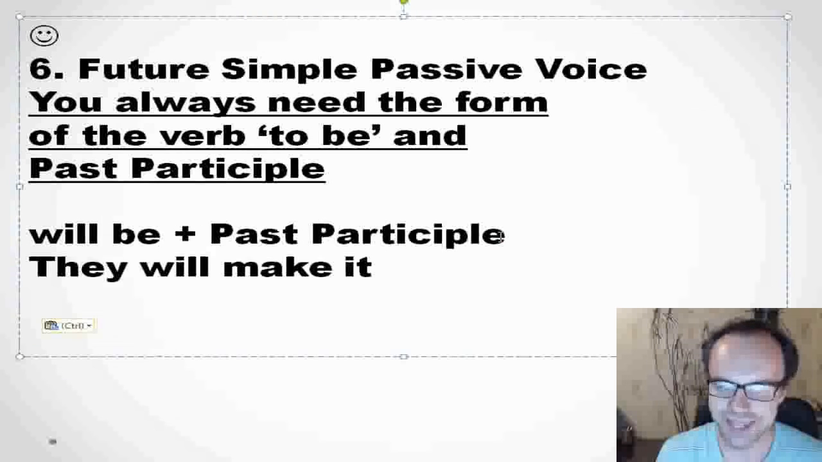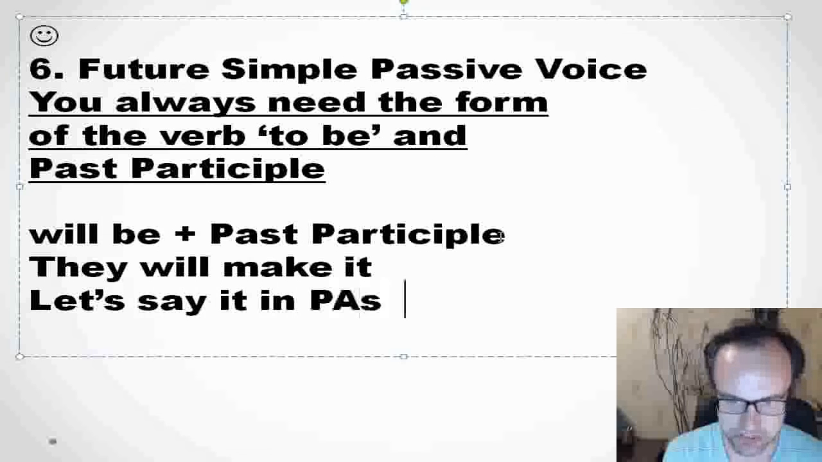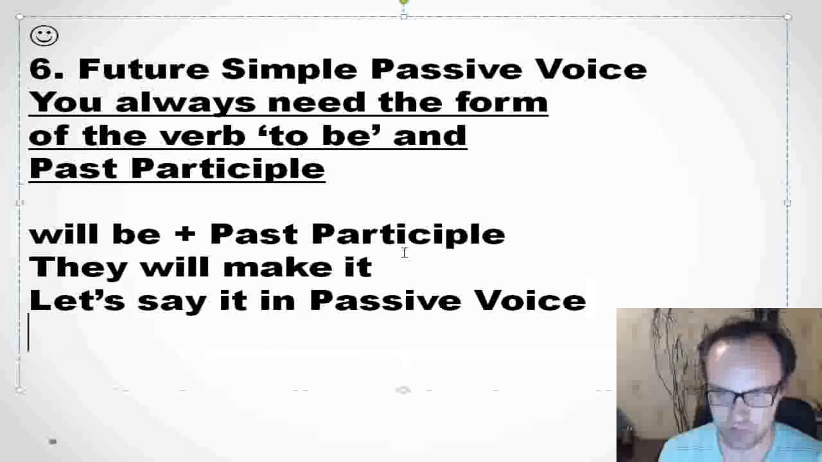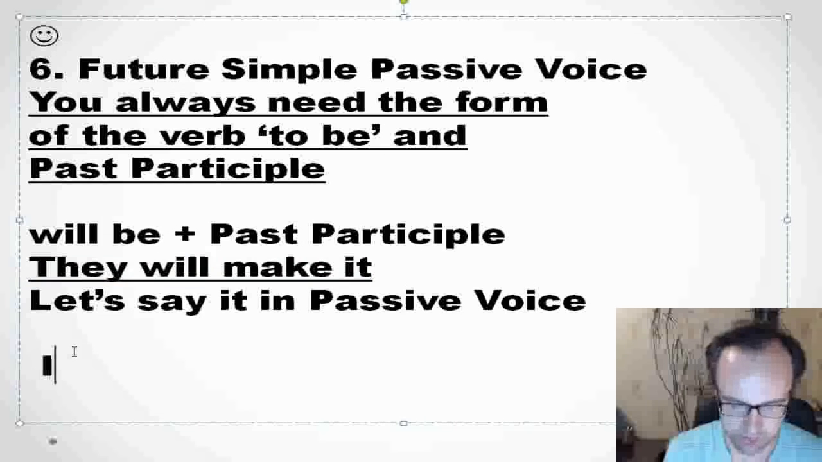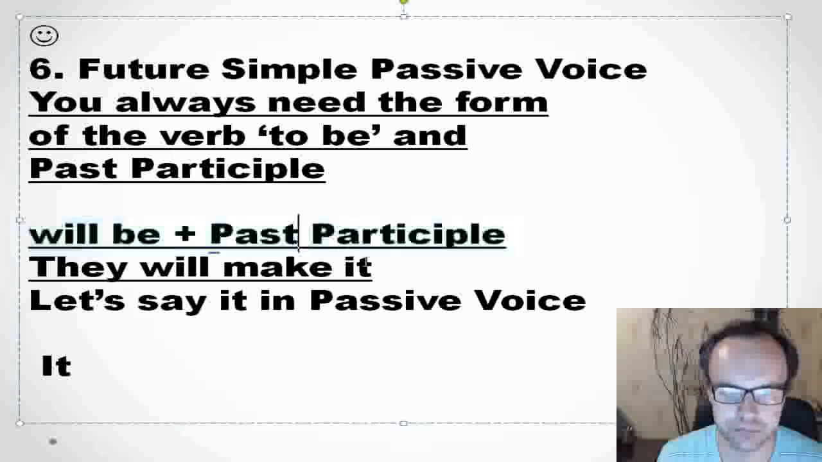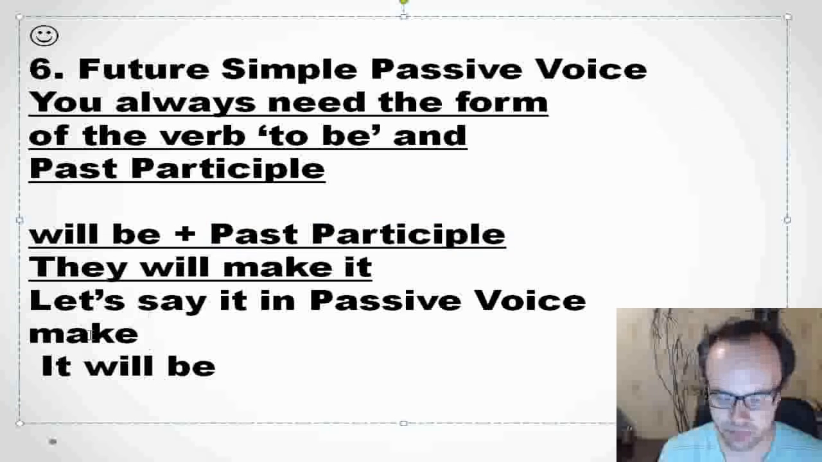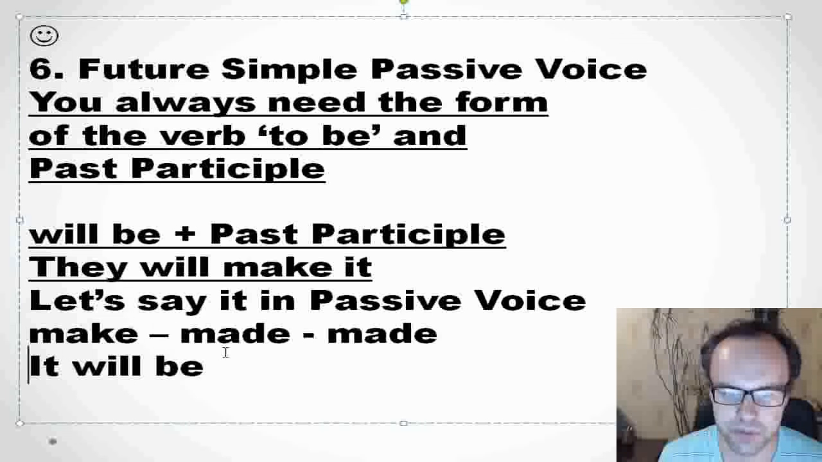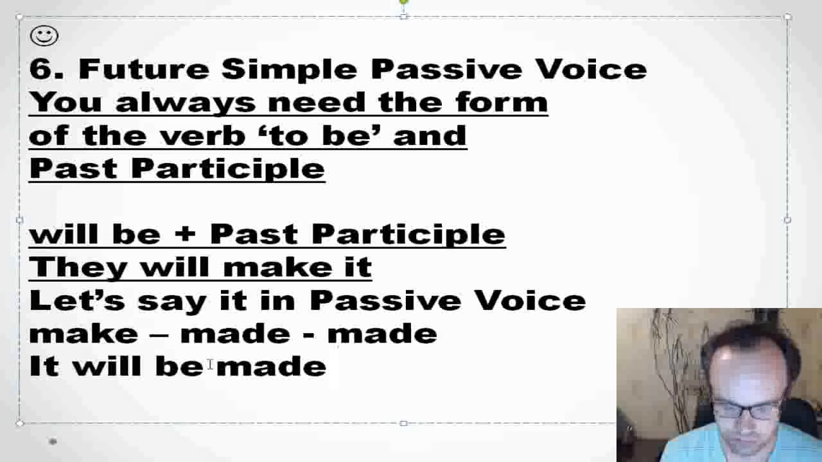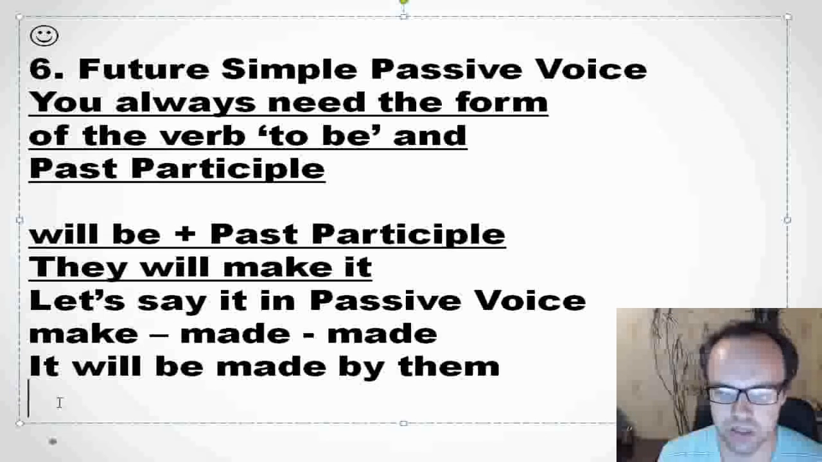Let's say it in passive voice. They will make it. It will be, and you need past participle, or the third form. Let's remember it: make, made, made. So it will be made by them. It will be made by them. Very good.